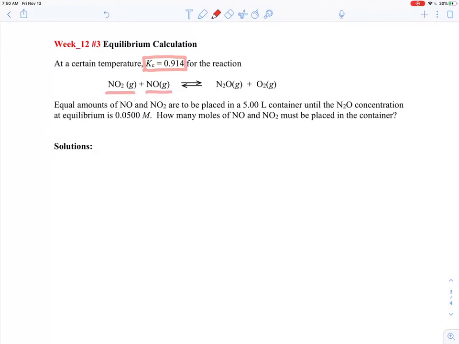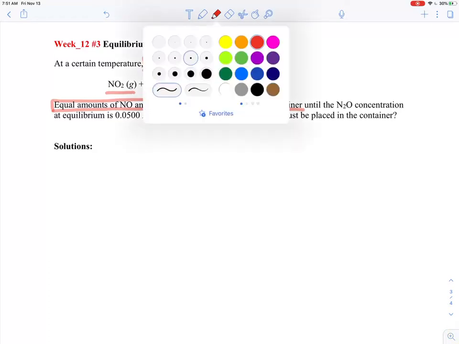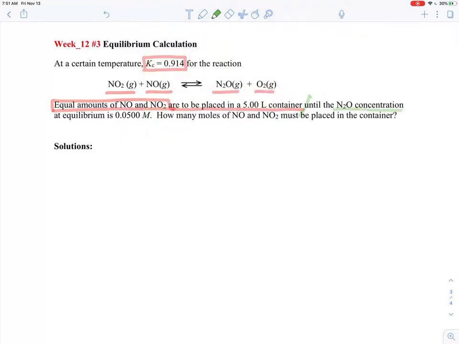And now let's look at that. NO2 and NO are established to N2O and then oxygen. Okay, I got that. And then an equal amount of NO and NO2, which is a reactant, right? So this is a reactant, and an equal amount are placed in a certain size of container. So they just give you the volume of the container. And then NO2, which is a product, its concentration at equilibrium is given here. So this is one of the odd problems where they provide you the concentration of product at equilibrium, and they didn't give you clear information about the initial condition of your reactant. And even more, they just give you the volume, and then they ask how many moles must be placed in the container.